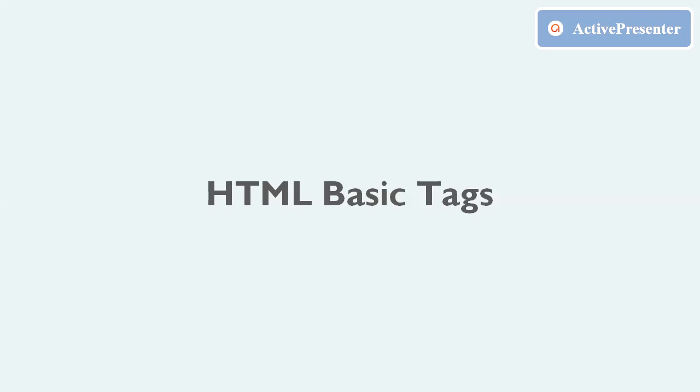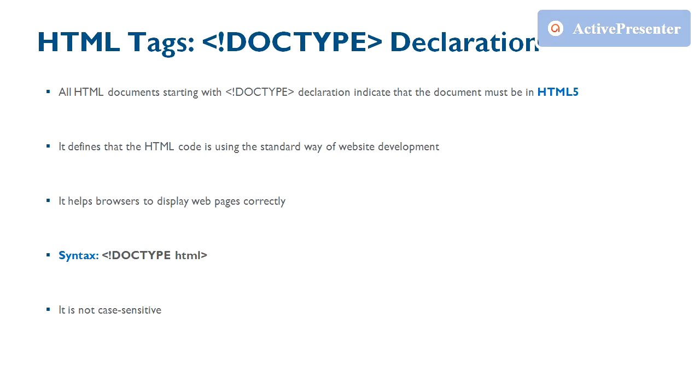Now let's look at some HTML basic tags. The first basic HTML tag is a doctype declaration. All your HTML documents should begin with a doctype declaration. The doctype declaration suggests to the web browser that this is an HTML document, and it is supposed to be rendered using the latest HTML specification. So the latest HTML version or the specification is HTML5.